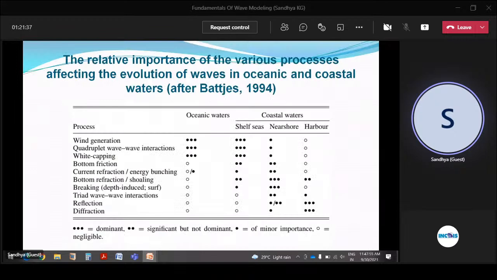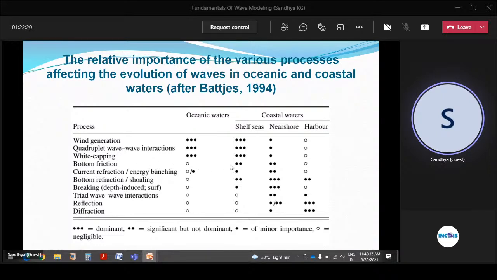Now, there is a table which shows the relative importance of the various processes affecting the evolution of waves. Three dots indicate a dominant effect, two dots significant but not dominant, a single dot of minor importance, and otherwise it is negligible. So the first process is wind generation, which is dominant in oceanic waters and shelf seas. Quadruplet wave interaction is dominant in oceanic waters and shelf seas. And whitecapping is also dominant in oceanic waters and shelf seas.